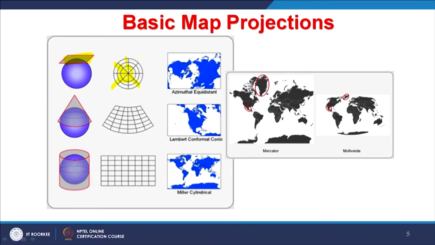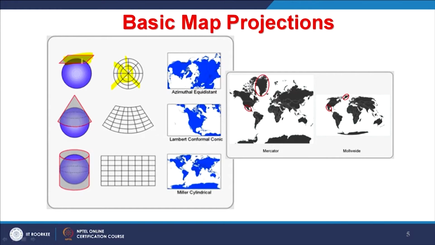And when I am moving cylindrical, then I am having a very good representation in the form of rectangles. So my longitude and latitude would appear in straight lines. However, if we compare the boundaries of these continents or countries, that is where the distortions are coming.